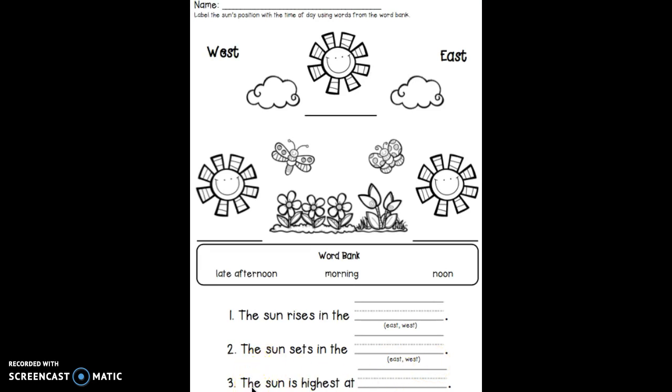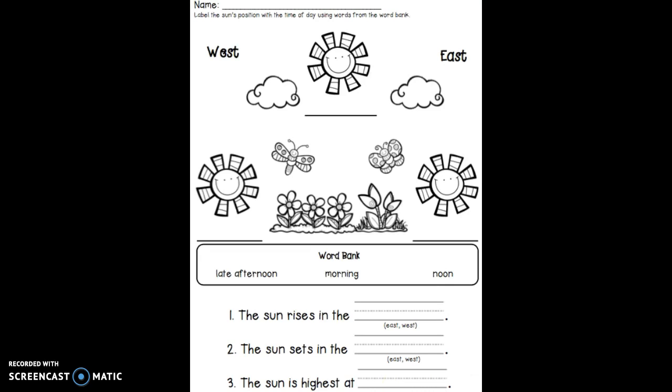Last one. The sun is highest at, is it highest in the morning or is it highest at noon? You're going to write either morning or noon. And I spelled those words for you too. You just can't see it in my video. It got cut off. Okay?